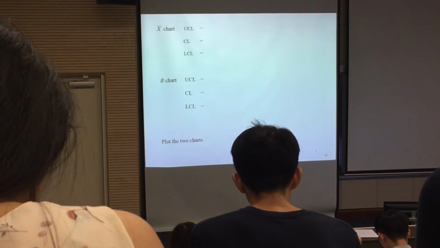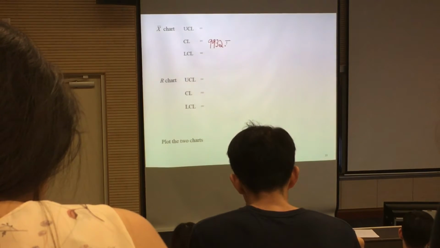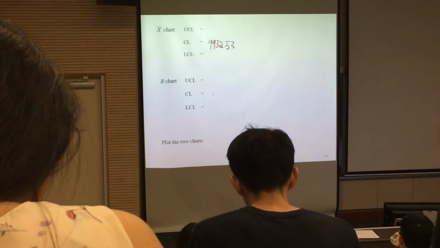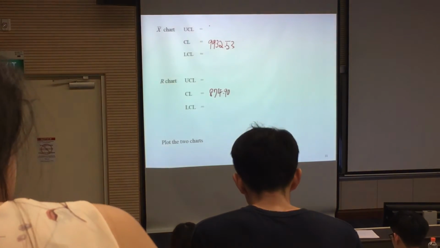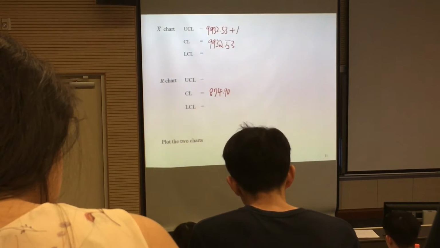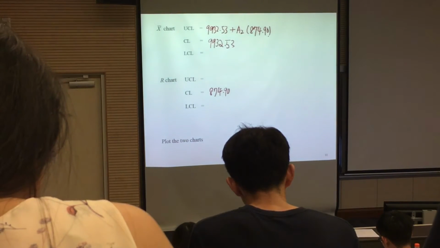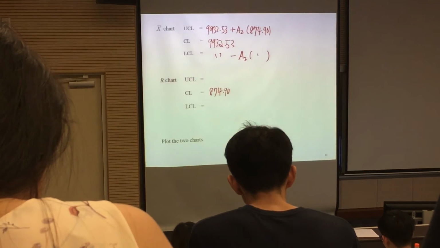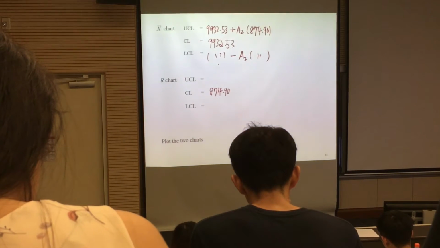Center line for the X chart is 9932.5, and R bar is 874.90, right? And then for this one, remember, X bar plus A2 R bar. R bar is 874.90, right? And this one will be minus A2 R bar. A2 you can take for n equal to 3.